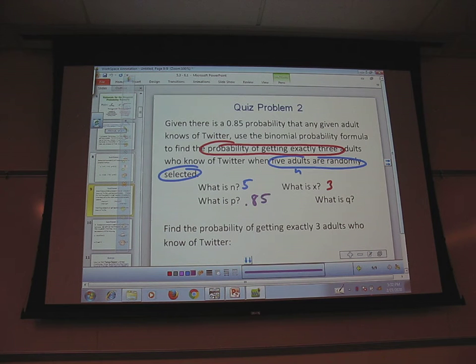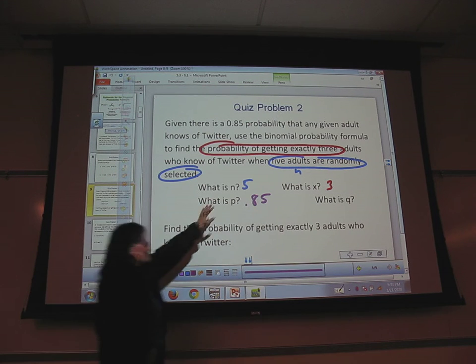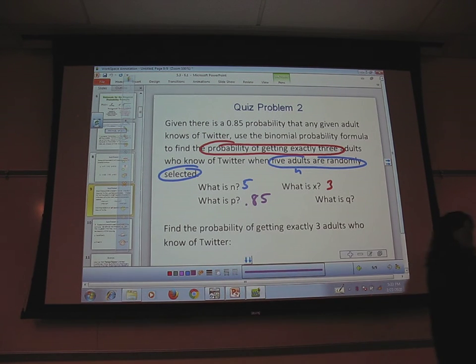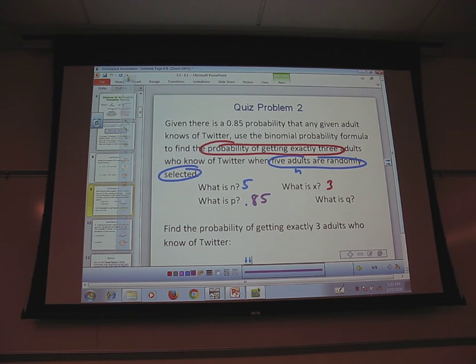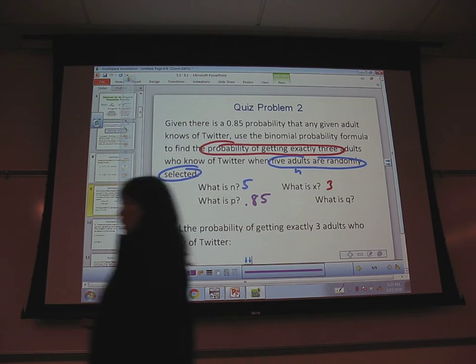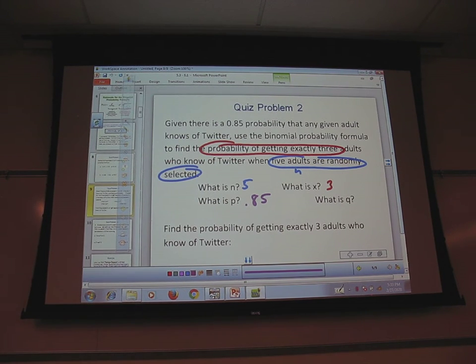Remember, little p has nothing to do with X and N. Nothing at all to do with X and N. Little p is the probability of success for one event. If I flip a coin, what's the probability that it's heads? 50%.